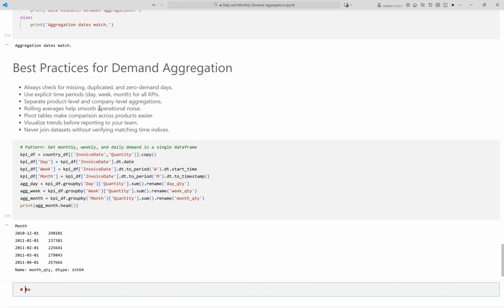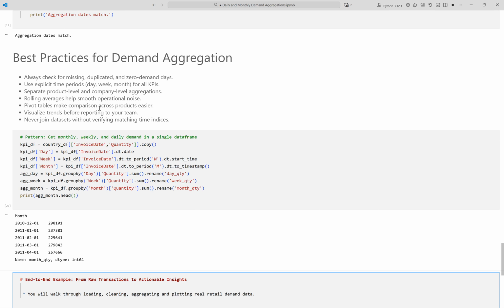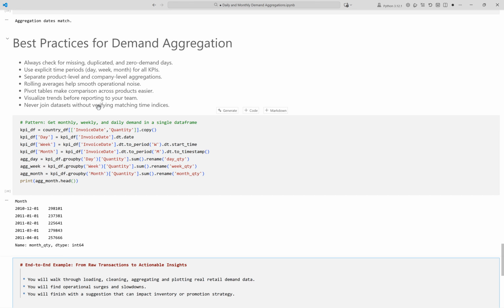End-to-end example, from raw transactions to actionable insights. You will walk through loading, cleaning, aggregating, and plotting real retail demand data. You will find operational surges and slowdowns. You will finish with a suggestion that can impact inventory or promotion strategy. Running the cell now.